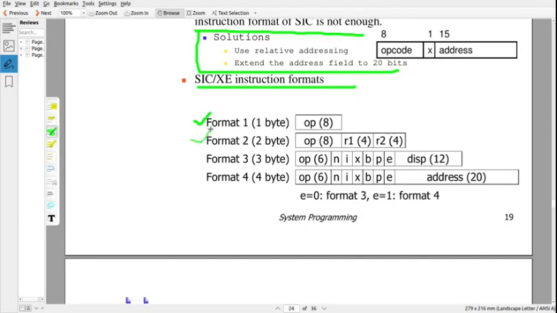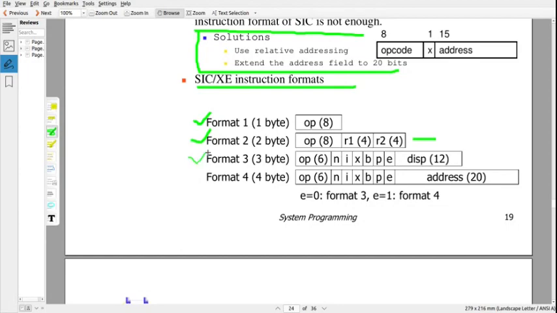Then format 2 is 2 bytes. You can see that 8 bits are for representing the opcode. Then 2 operands we can use, R1 and R2, of 4 bits each, and usually these R1 and R2 operands are registers.